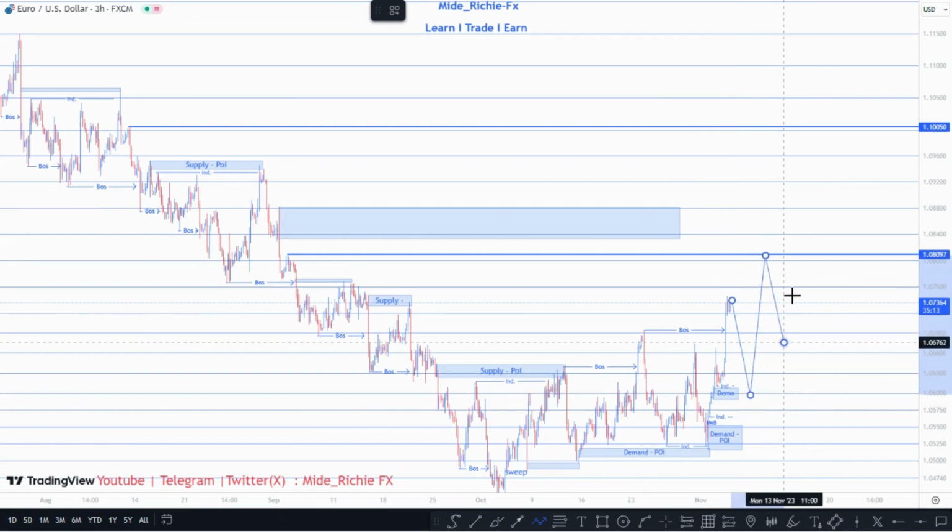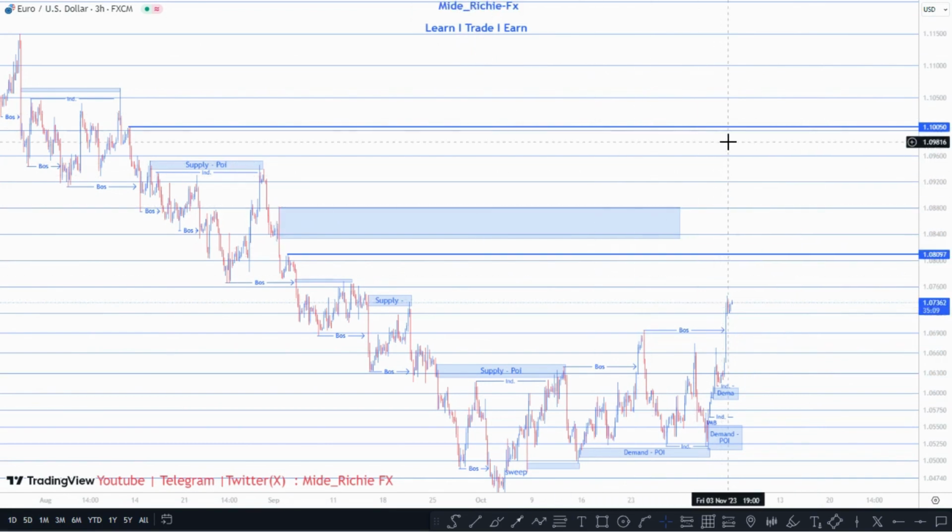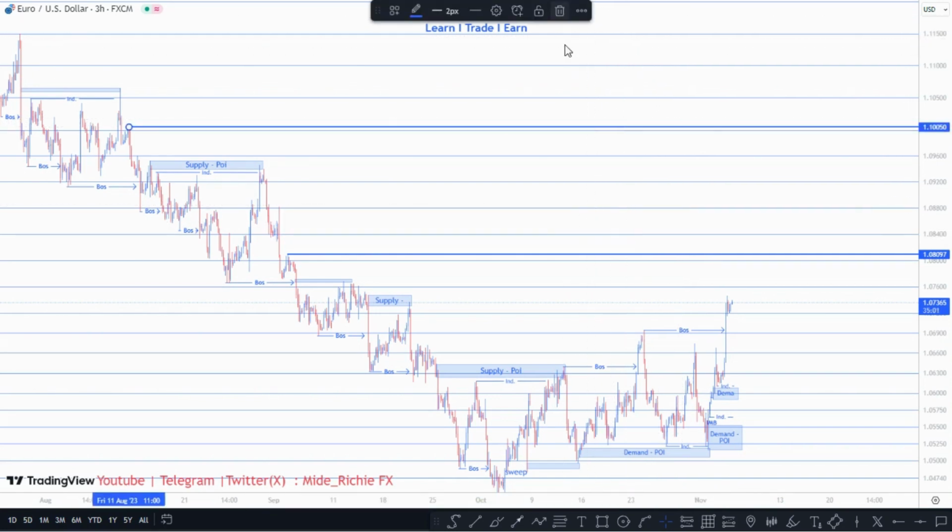First TP, second TP for the week. But then I really think the market might buy up to this level for this week. But let's just keep an eye and watch. Let's just see what the market will do. But I am very much still bullish on Euro USD. All right, I'm very much bullish on Euro USD.